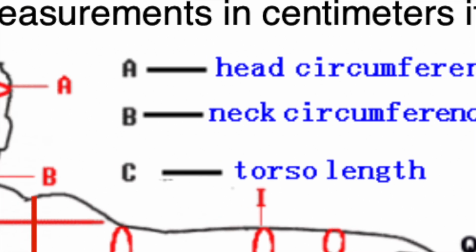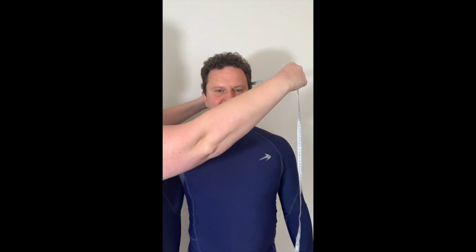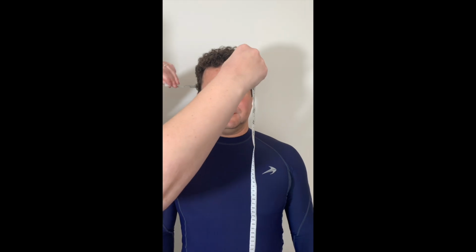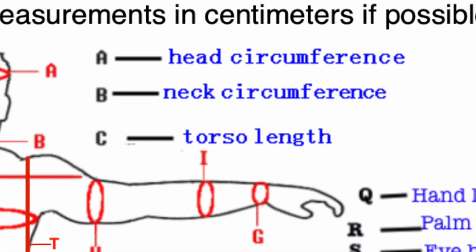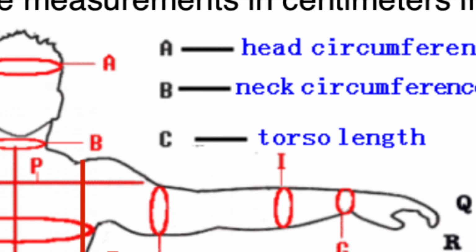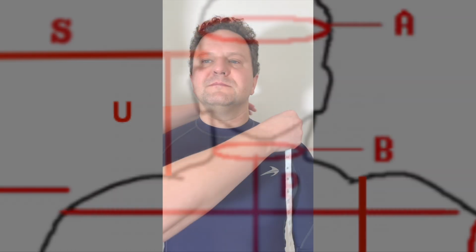For A, the head circumference, measure the widest part of the head at the forehead. For B, the neck circumference, make sure you measure the widest part of the neck and make sure your measurement is level from side to side.